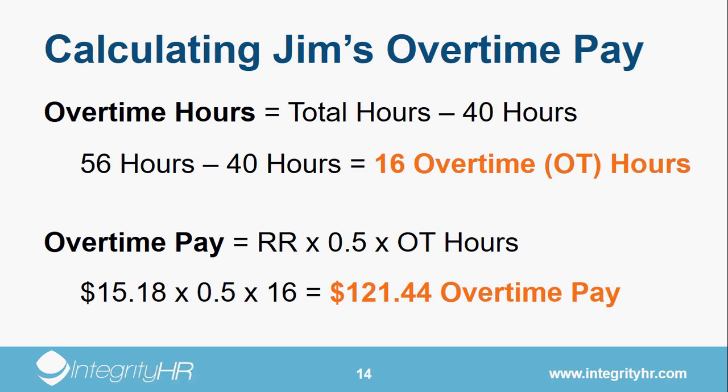Then the third step in the process is, once you've got these 2 steps behind you, to take a look at how you calculate Jim's overtime pay. And so you're going to take his total hours minus the 40 hours. So it's 56 minus the 40 gives you 16 overtime hours. And what rate do we use? Well, we're going to use that $15.18 rate that we came up with in step 2, right? Right. Times 0.5 times 16 hours to give us $121.44 of overtime pay. So how'd I do on that, Karen? You did really well. You did really well.